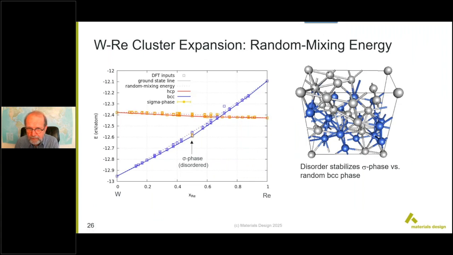Fascinatingly, the ordered sigma phase is thermodynamically less stable than the disordered BCC phase. But if you introduce disorder into the sigma phase, then the configurational entropy stabilizes the sigma phase. And that's why the sigma phase shows up in the phase diagram. And so here's the sigma phase. In other words, again, using very accurate quantum mechanical calculations using VASP combined with the cluster expansion, you can predict these very subtle phase changes.